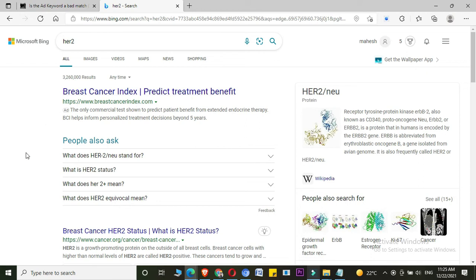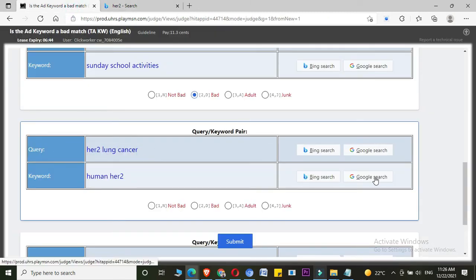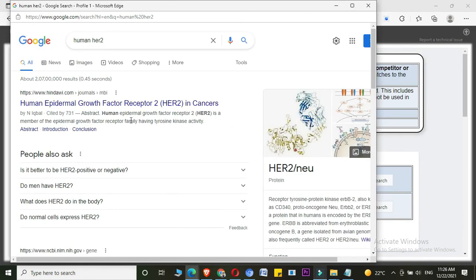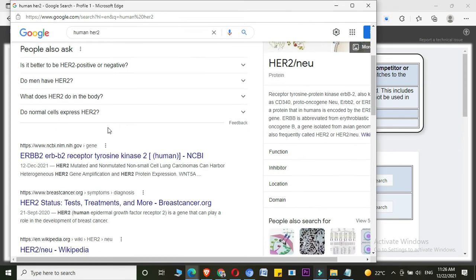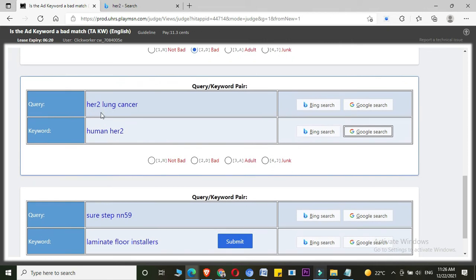Okay, it was about some breast cancer. It was a specific form of cancer here. And human HER2, let's see. Human epidermal growth factor. We could see from the URL breastcancer.org that it was about the same cancer. So here HER2 is a specific type of cancer. Human HER2 is also a related thing, it was about a cancer as well. As the thing is about cancers, it was not a bad keyword for this query, so I chose not bad.